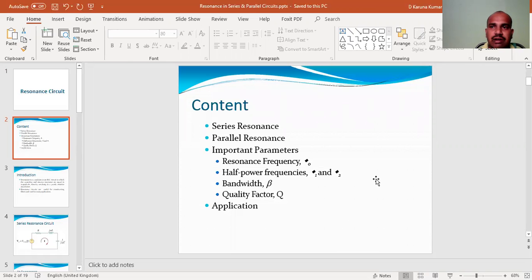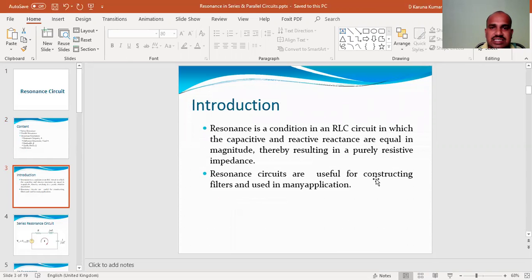First of all, what is the meaning of resonance? Resonance is a condition in RLC circuits in which the capacitive reactance and inductive reactance are equal in magnitude, resulting in a purely resistive impedance. That means XL minus XC equal to 0, XL equal to XC. So when XL minus XC equals 0, the impedance equals the resistor, and the circuit is a purely resistive circuit. These resonance circuits are useful for constructing filters and are used in many applications.